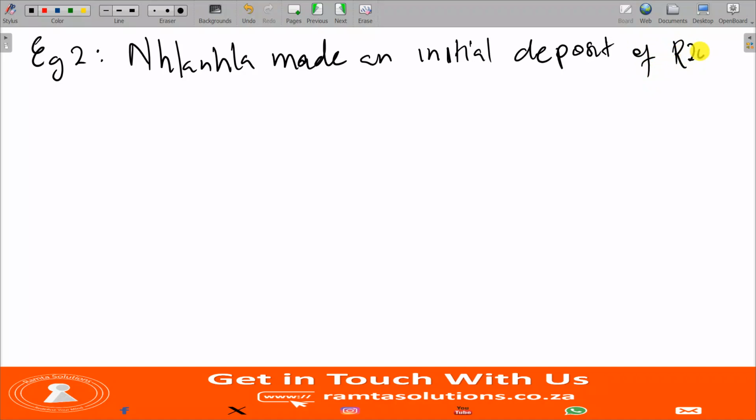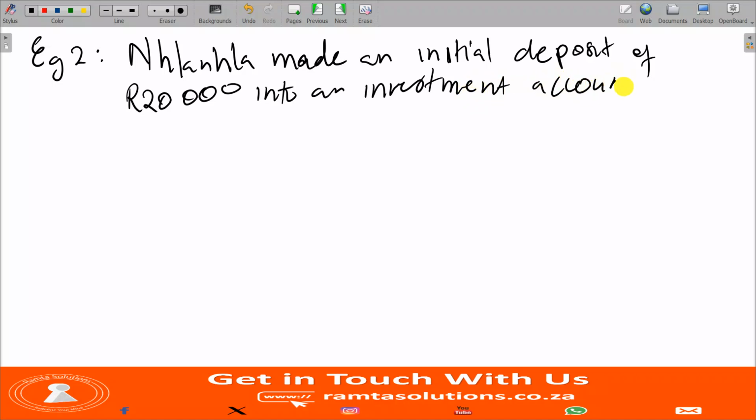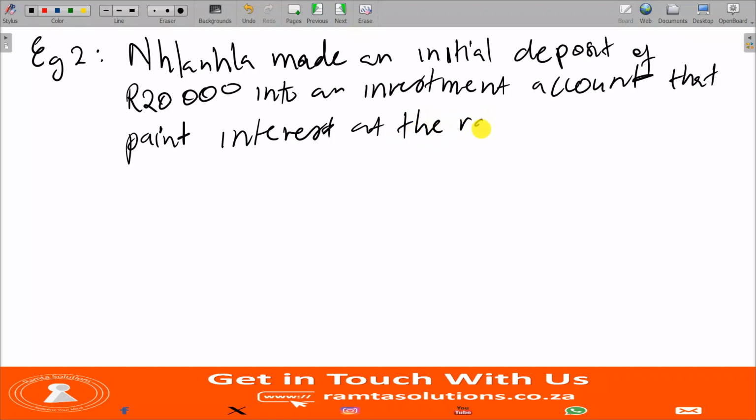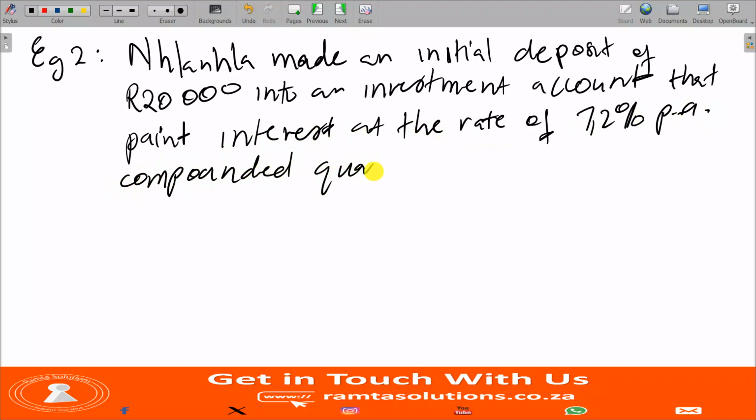of 20,000 rand into an investment account that paid interest at the rate of 7.2% per annum compounded quarterly.